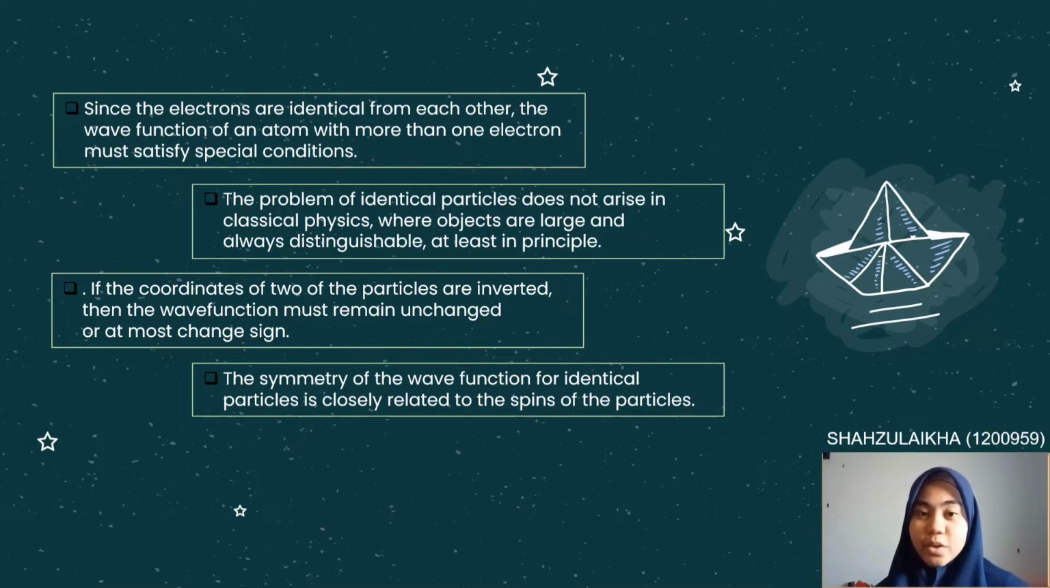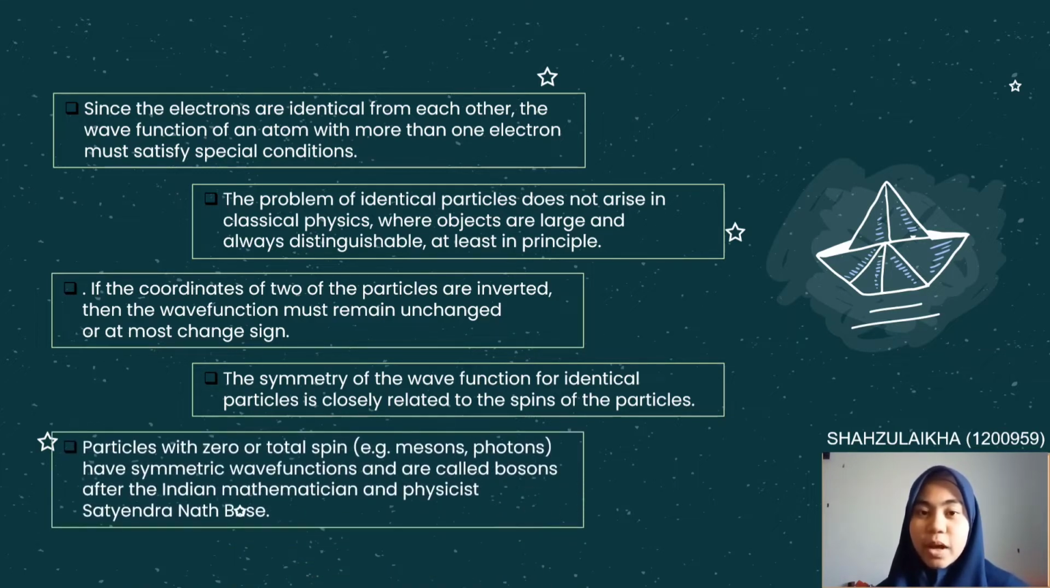In quantum field theory, particles with half-integer spin can be shown to have anti-symmetric wave functions. Particles with zero or integer spin have symmetric wave functions and are called bosons, after the Indian mathematician and physicist Satyendra Nath Bose, who first applied the idea of photon symmetry in 1924 to 1925.